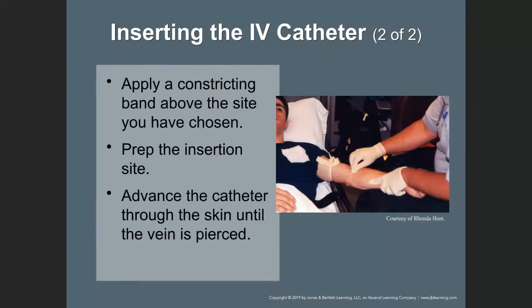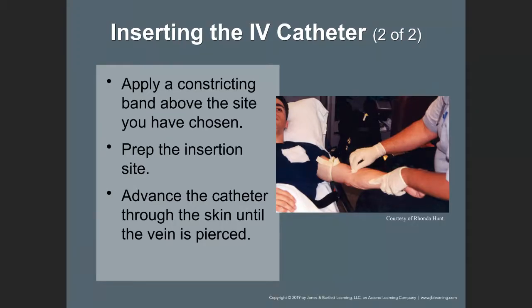Apply a constricting band over the site you have chosen. Prep the insertion site. Advance the catheter through the skin until the vein is pierced, and you will feel when it gives, and you will see flashback in the chamber. If the person's blood volume is too depleted, you might not see much flashback.